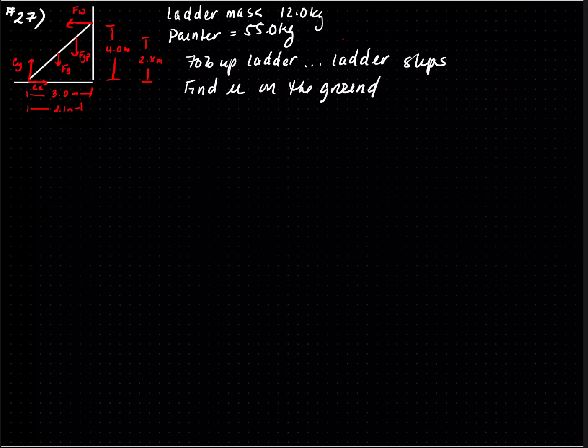Pause the video, solve it, and check your answer. So first we're going to find the pivot point, which is located at C because it has the most unknowns.